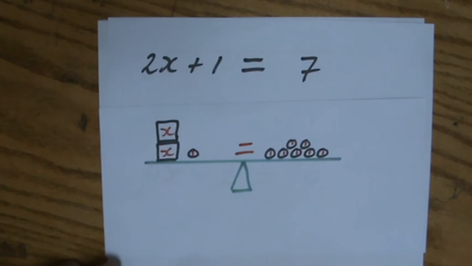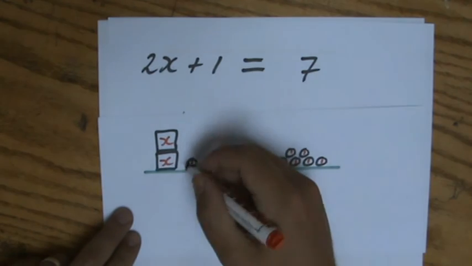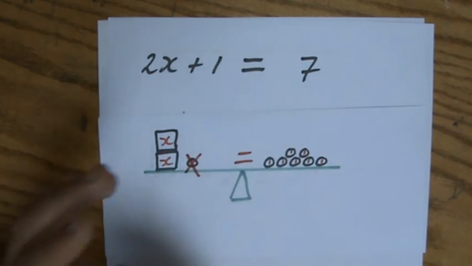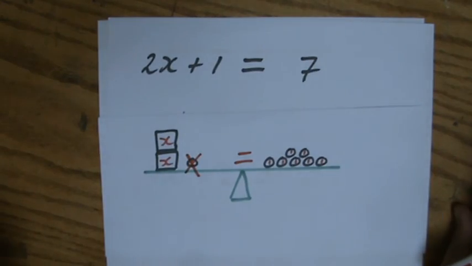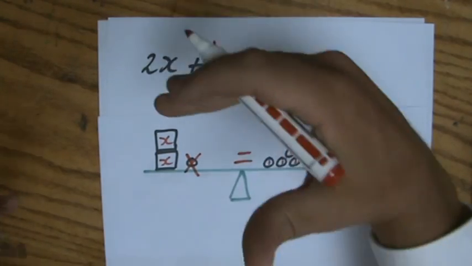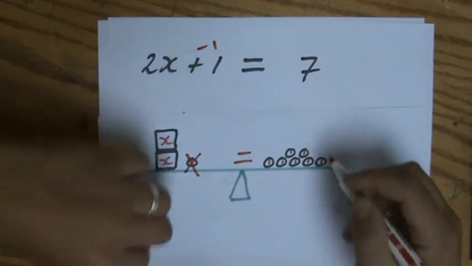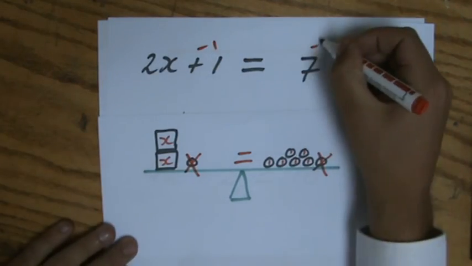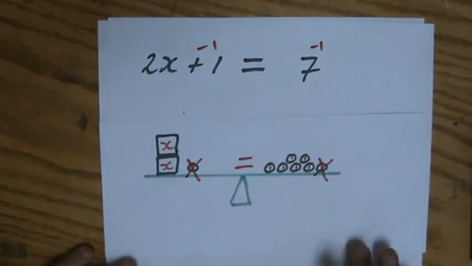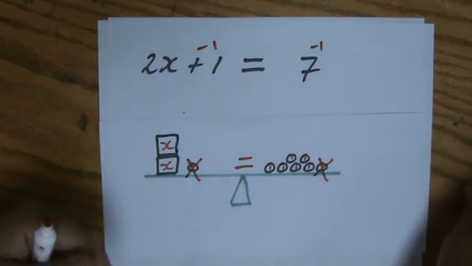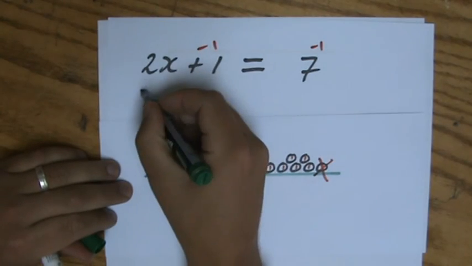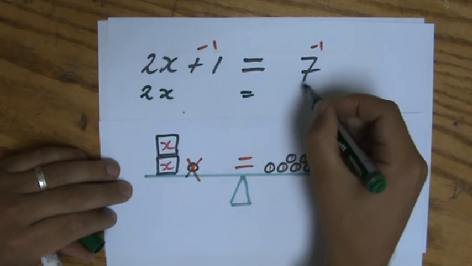Now, what would I do to find out x? I would take away this 1 kilo. Okay, I'm going to take it away, but if I only do that on the left side, the right side becomes heavier, so I got to take 1 away here as well, and then it becomes equal again. Okay, so I can say now that 2x equals 6.